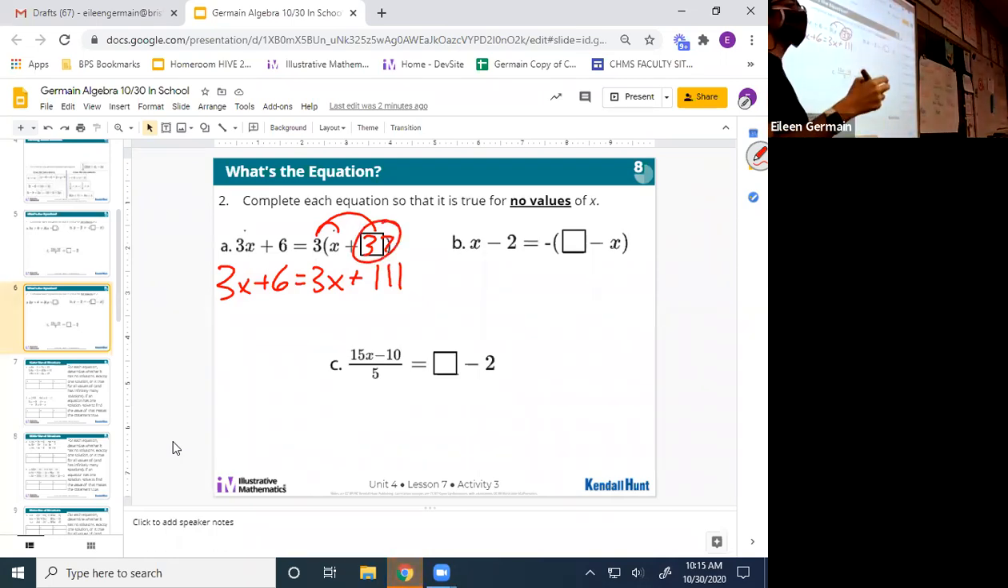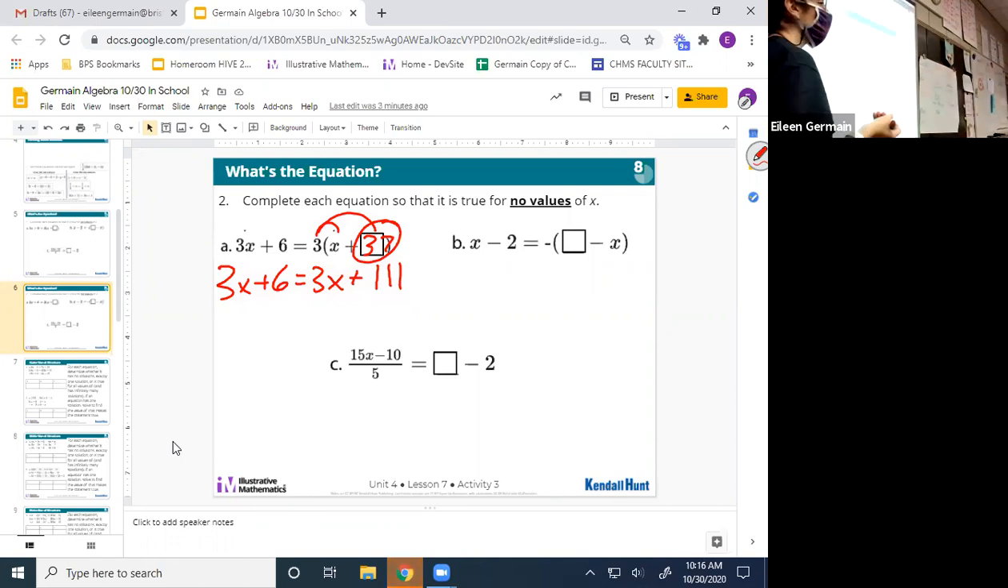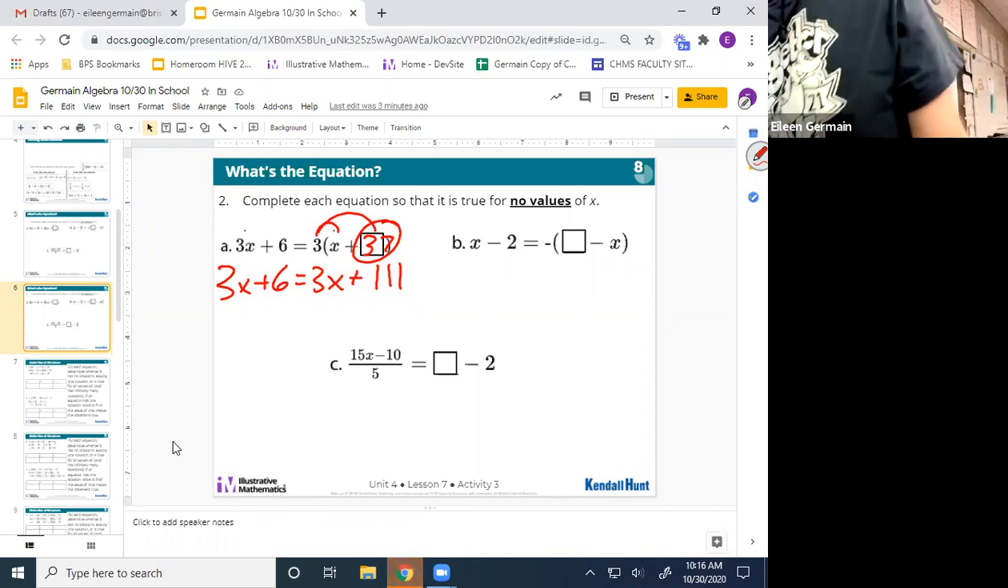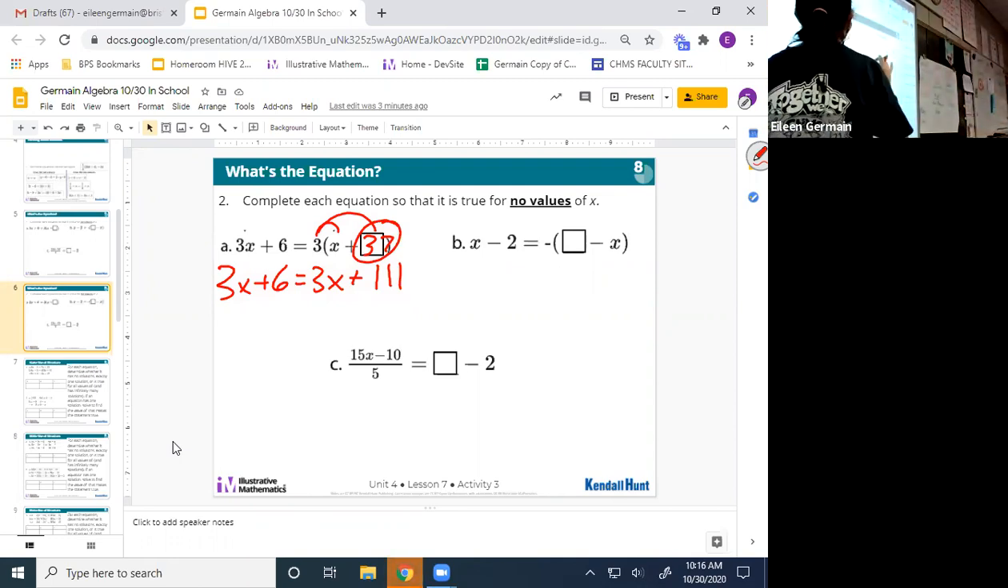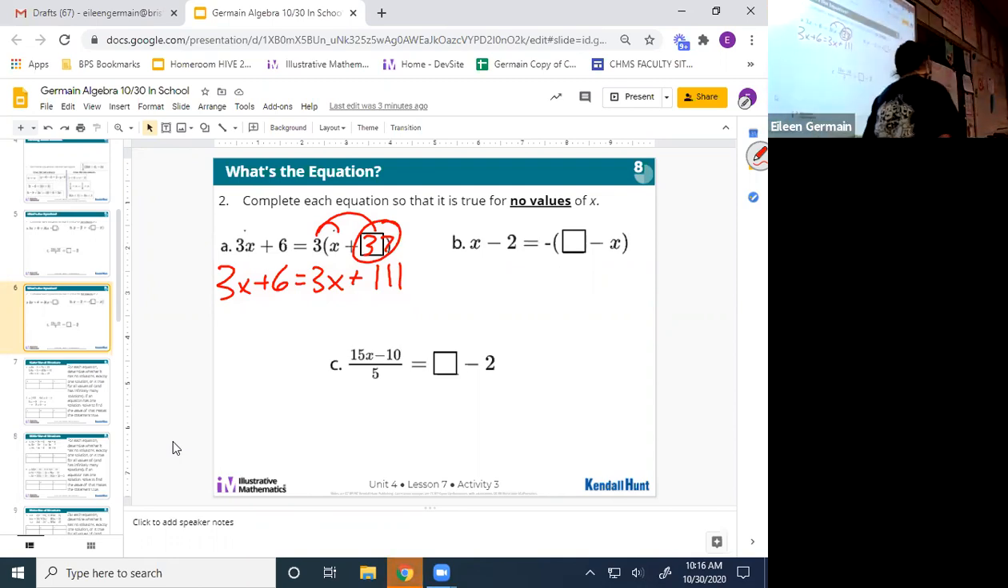Any number other than what number would work? 2. Positive 2. So if you had done negative 2, that would have worked. If you had done 4, 1/3, 72, all of those would have worked as long as it wasn't that 2 that made it equal to all solutions.